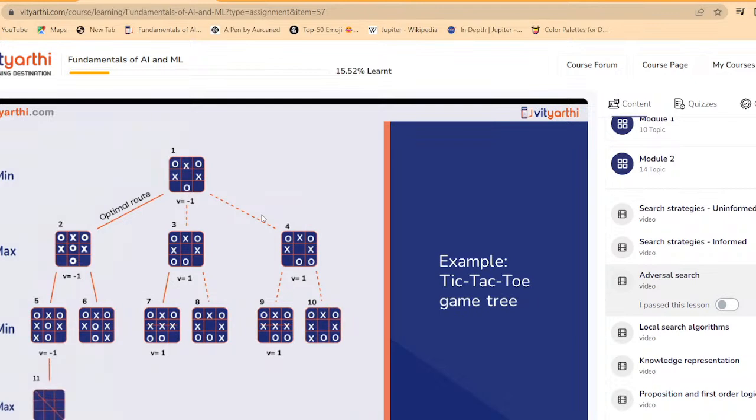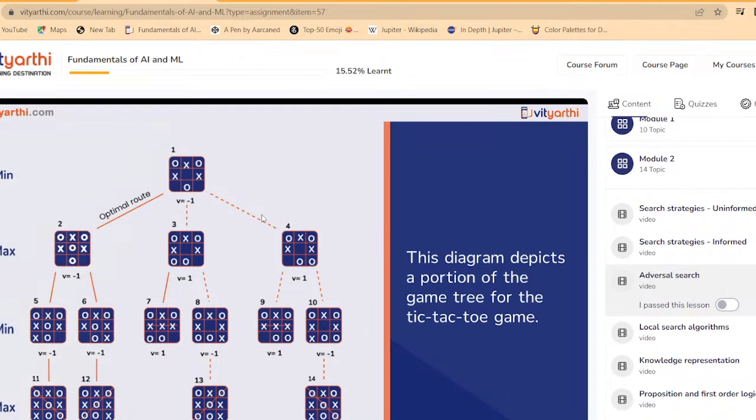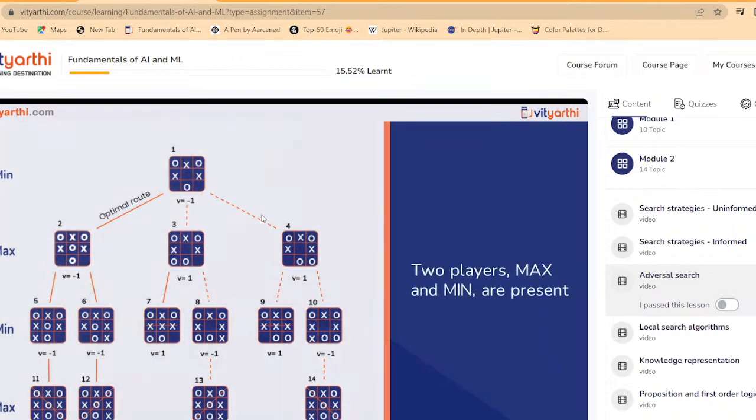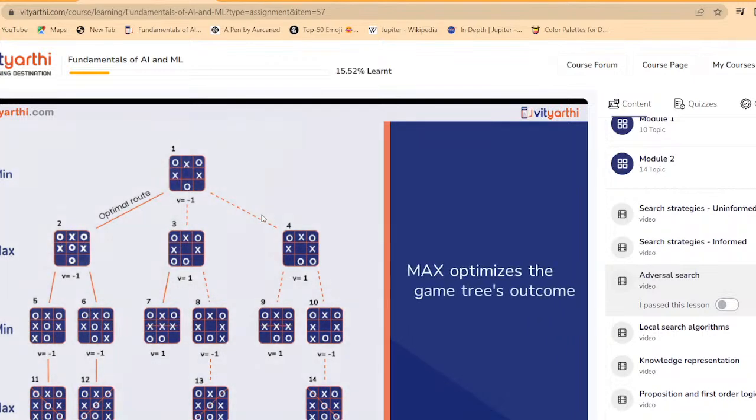Example, tic-tac-toe game tree. This diagram depicts a portion of the game tree for the tic-tac-toe game. There are some important aspects of the game, like there should be 2 players, maximum and minimum. Players should take turns alternately, beginning from max. The max optimizes the game tree's outcome, and the min reduces the output.